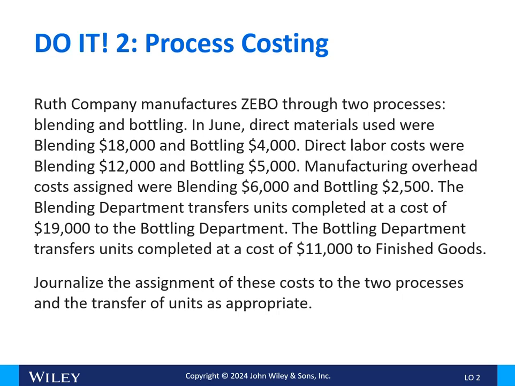The blending department transfers units completed at a cost of 19,000 to the bottling department. The bottling department transfers units completed at a cost of 11,000 to finished goods. Journalize the assignment of these costs to the two processes and transfer of units as appropriate. So we'll break these down and step through them and come up with the journal entries.